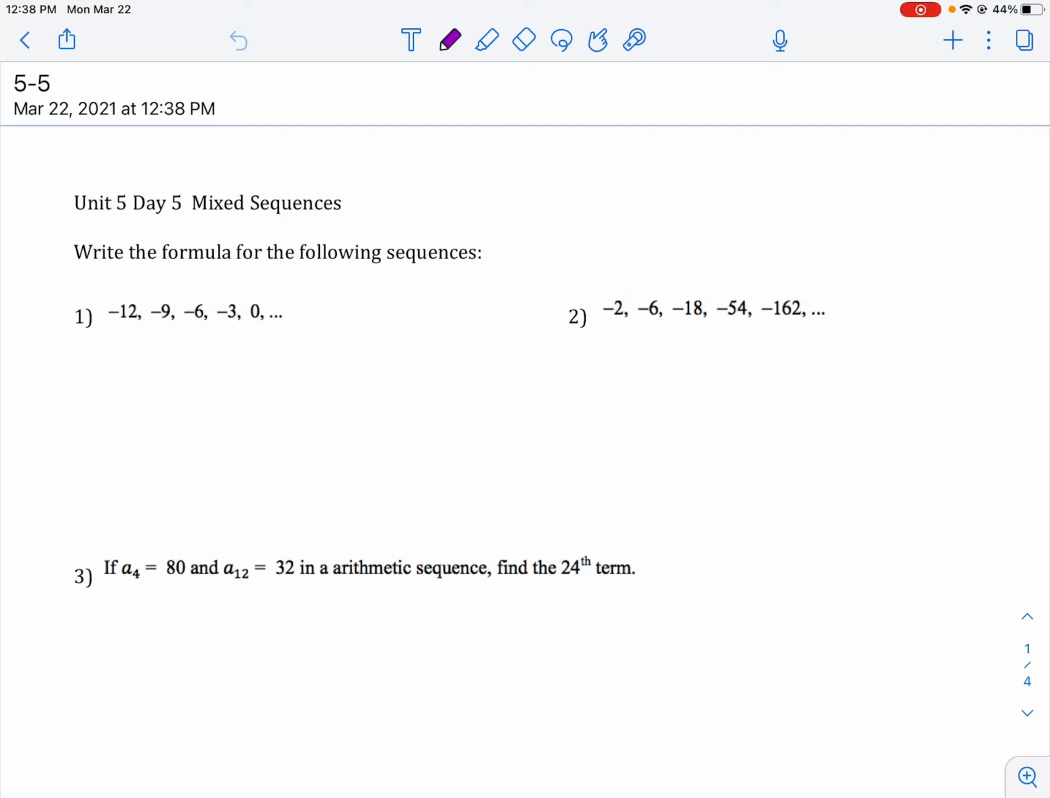Hello everybody, this is Unit 5, Day 5. We're looking at mixed sequences here, okay?